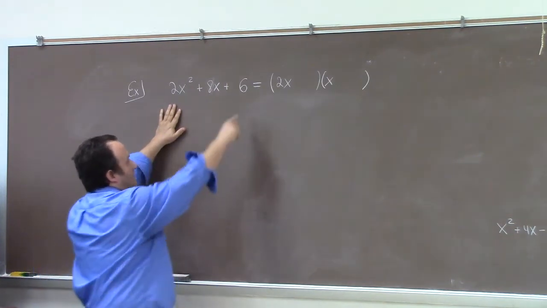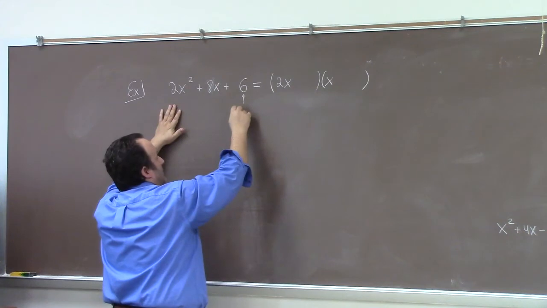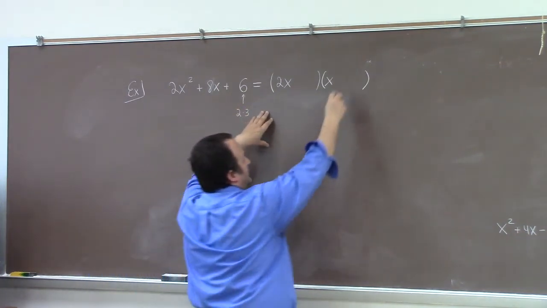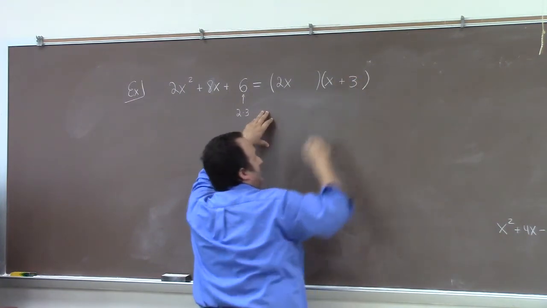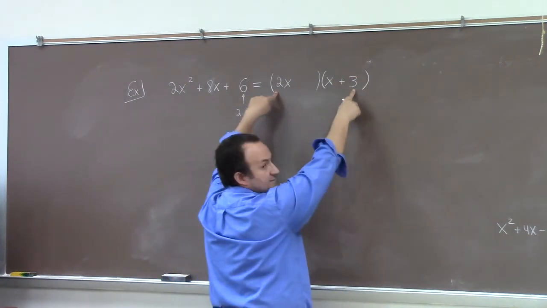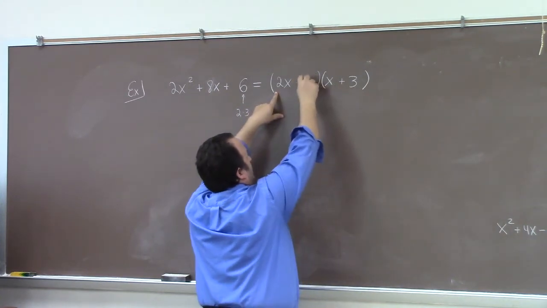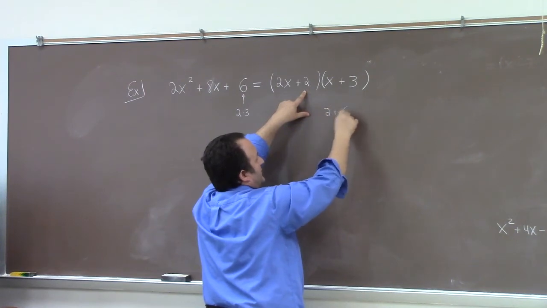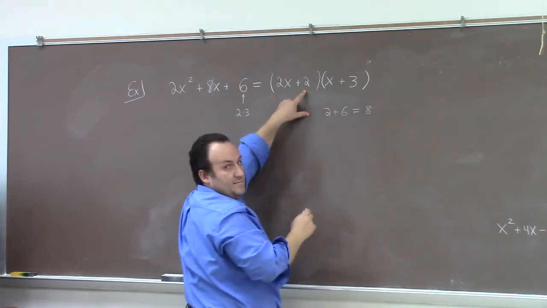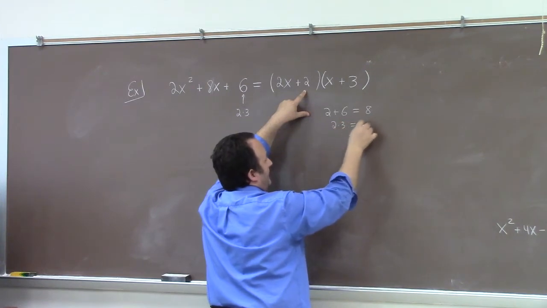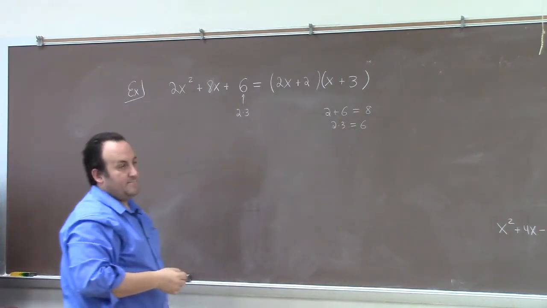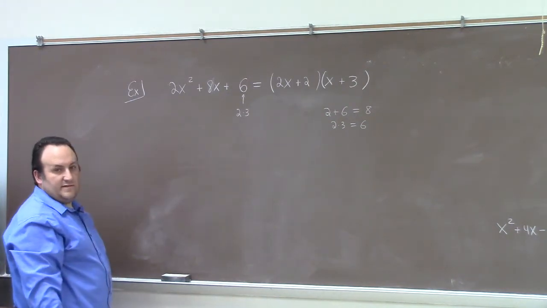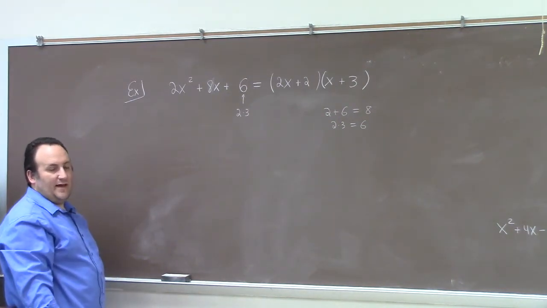So this is what? 2 times 3, right? So I think if we put a plus 3 over here, that gives me a 6. And then if I put a plus 2 here, that gives me a 2, right? So 2 plus 6 equals 8. And of course, 2 times 3 equals 6. So there you go.